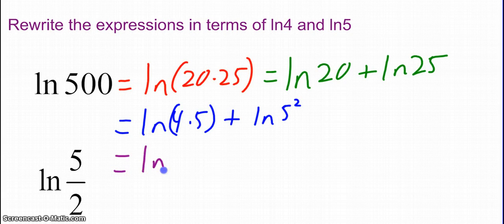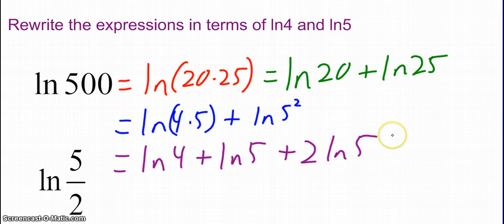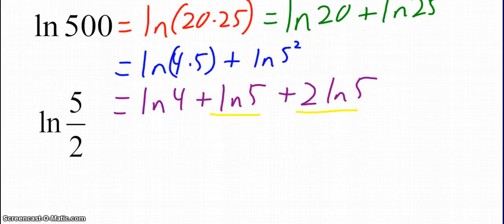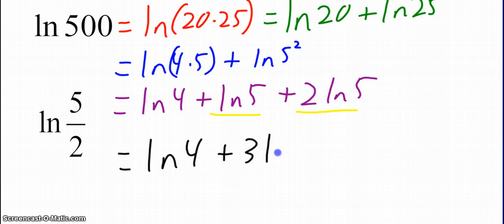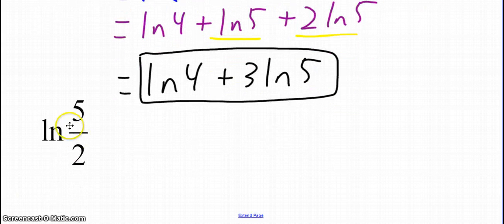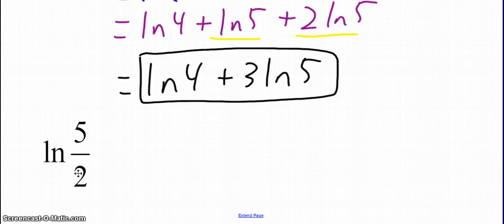So this is the natural log of 4 plus the natural log of 5 plus 2 times the natural log of 5. Well, I have the natural log of 5 plus 2 times the natural log of 5, which is actually going to be 3 times the natural log of 5. So my final answer would be the natural log of 4 plus 3 times the natural log of 5. And again, had I split this up differently originally, then I should still end up with the same answer in the end.